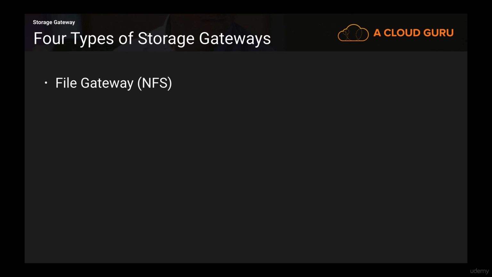File Gateway is the brand new one, and this is using NFS, and basically this is where you just store flat files in S3. So it essentially allows you to store things like Word files, PDFs, pictures, videos, etc., and it's stored directly on S3.